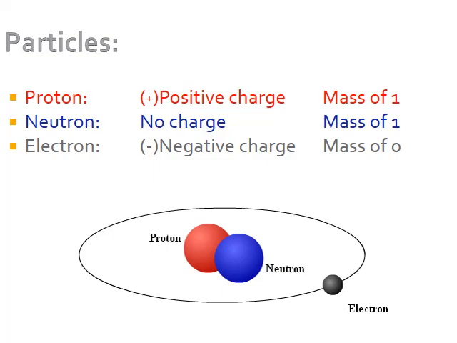Just a quick note, so you have it in your notes. Remember, the protons, we consider them having a mass of 1. They have a positive charge. Neutrons also have a mass of 1, and they are neutral, so they have no charge. And then electrons have a negative charge, and their mass is not actually 0, but it's so small that it's for all practical purposes 0.